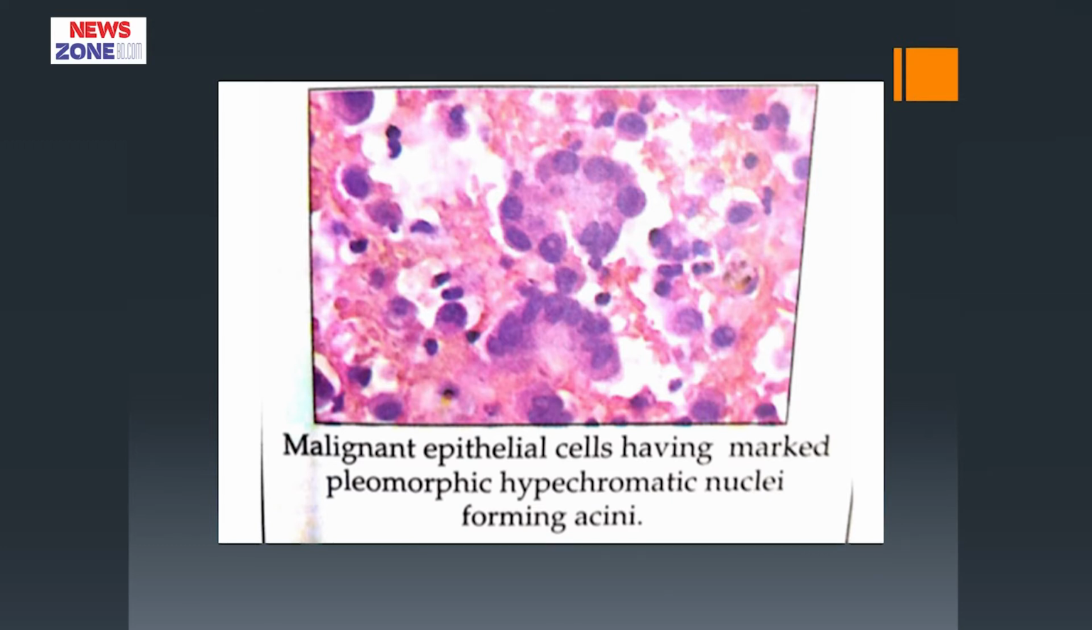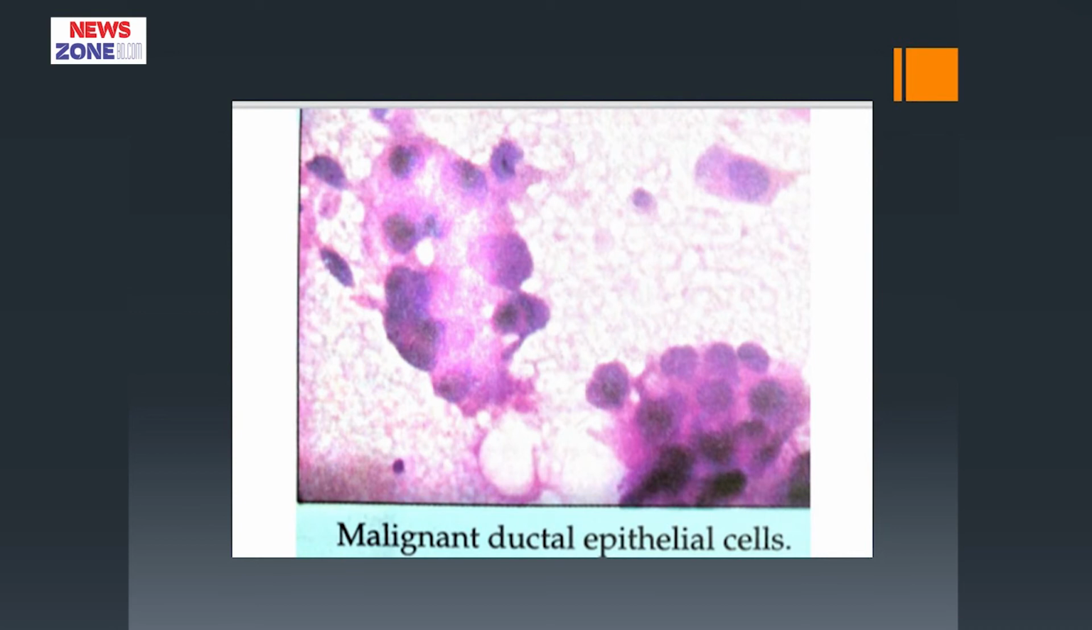And in this slide you can see larger epithelial cells, hyperchromatic, with an altered nuclear cytoplasmic ratio, and in the background there is necrosis and lymphocytes. So this is a metastatic malignant tumor, most likely an adenocarcinoma, because the malignant cells are forming acini. So metastatic adenocarcinoma in the lymph nodes.